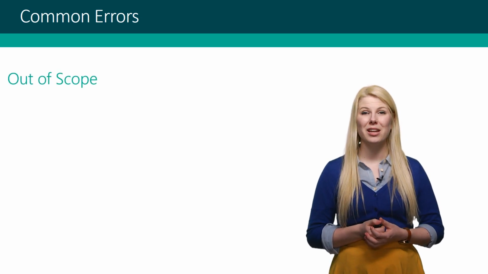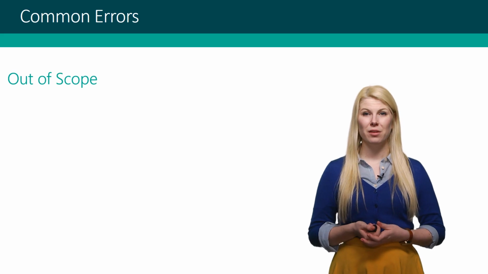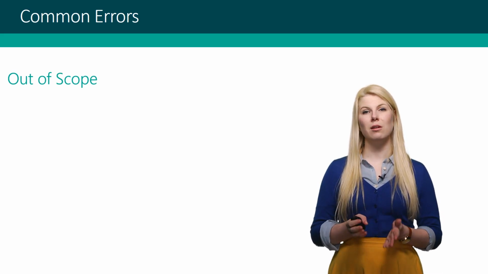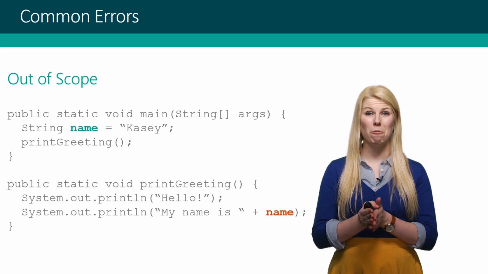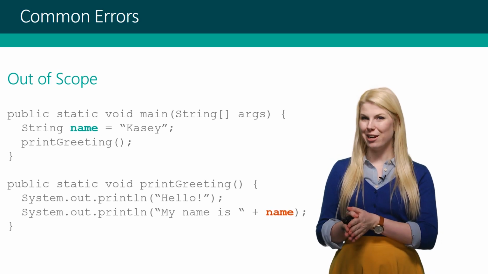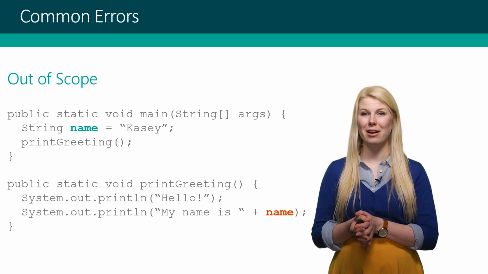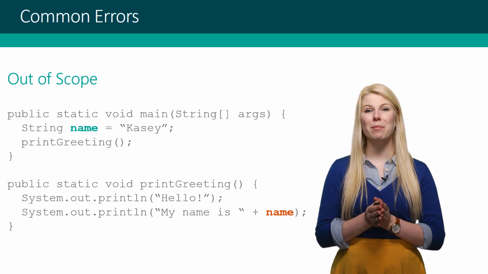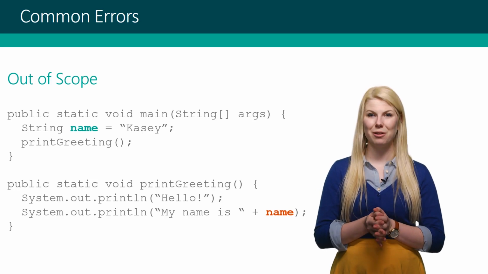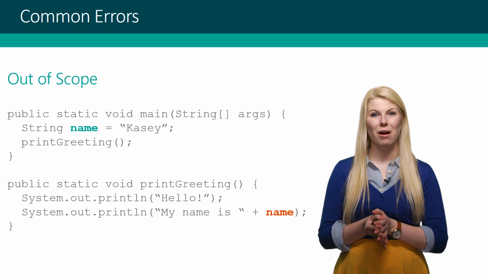Another common issue is forgetting the scope of your variable. Since your variable only lives within the closest set of curly braces, if you make it in one method and then try to use it in another method, the computer's not going to know what's going on. Remember, your variable only lives within a set of curly braces, so wherever you make it, that's where you've got to use it.